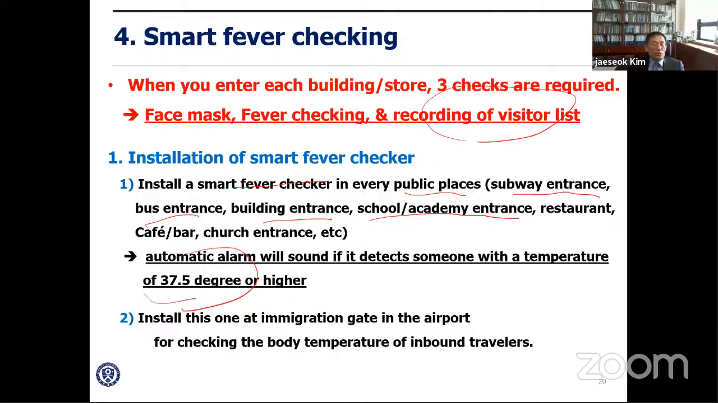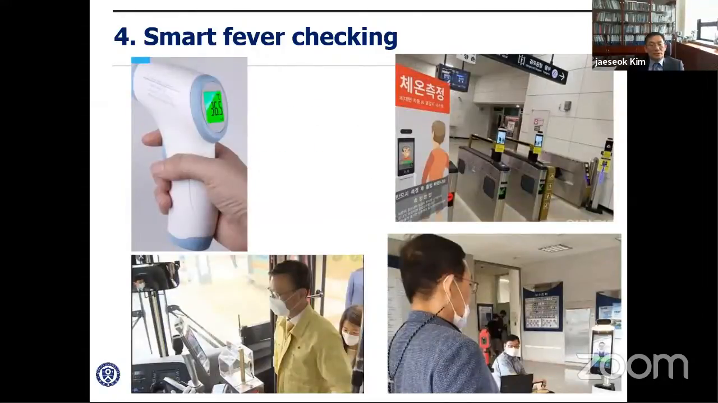We also installed this one at the immigration gate in the airport for checking the body temperature of inbound travelers. This is a regular thermometer, which is used at some restaurants or cafes. This is a smart fever checker at the subway entrance. This is another one at the bus entrance. This is a picture of me taking my temperature at the entrance of my office building.